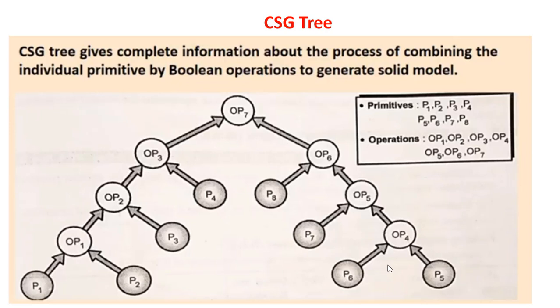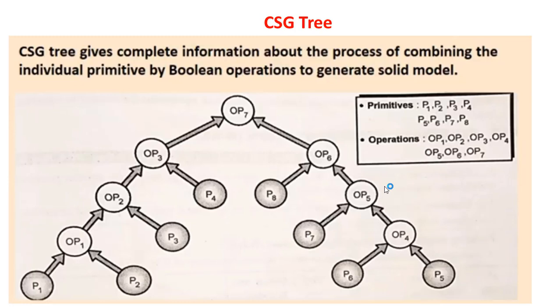If you observe this CSG tree, it consists of primitives. So total 7 primitives are there: p1, p2, p3, p4, p5, p6, p7. And operations are there: op1, op2, op3, op4, op5, op6, op7. So different operations are there, and by combining these operations you will get the required solid.